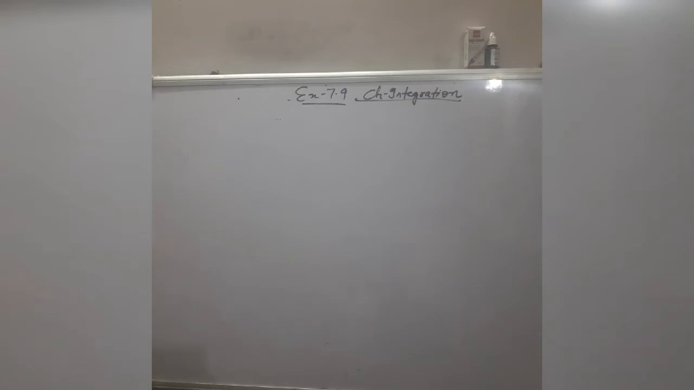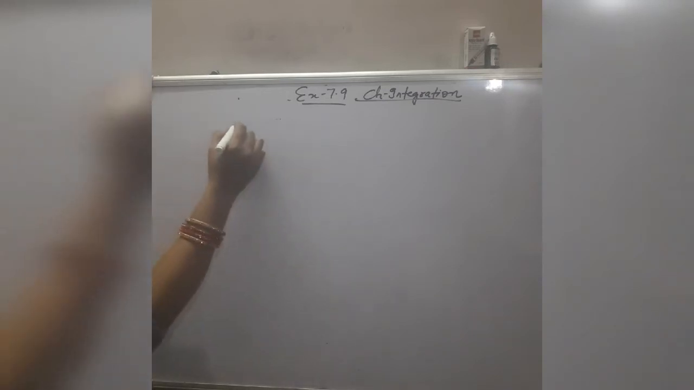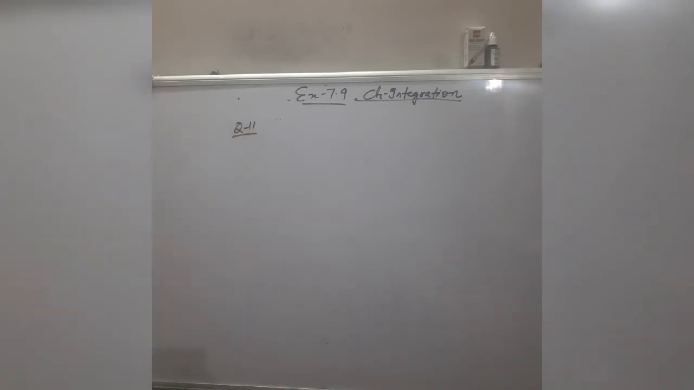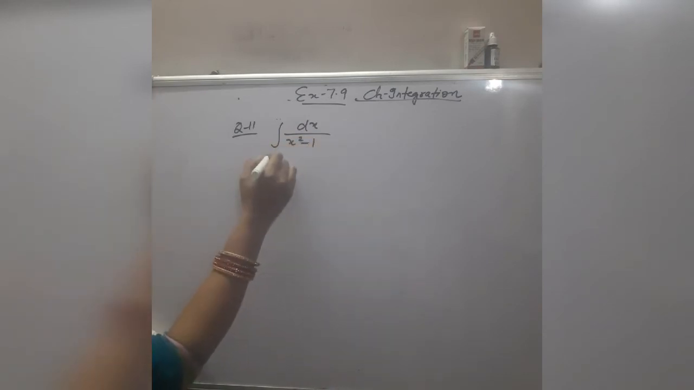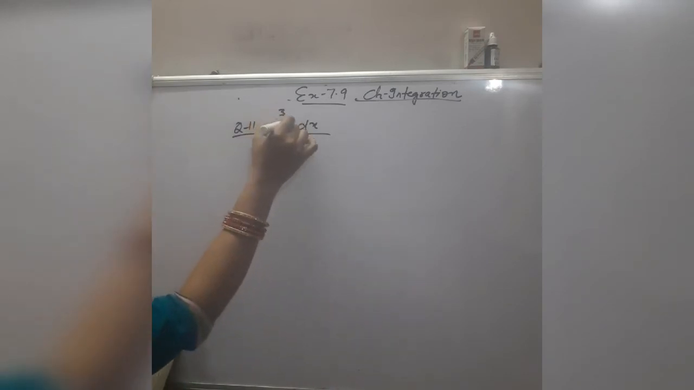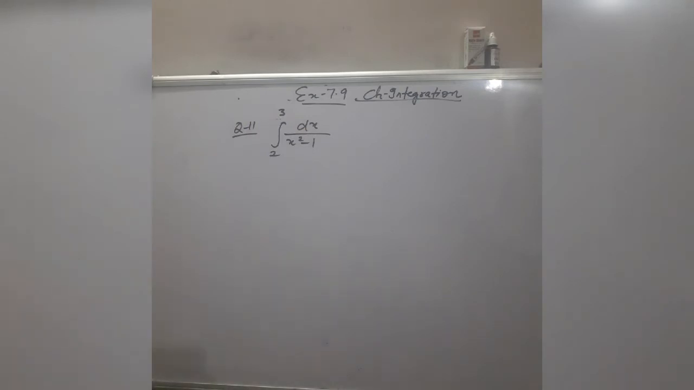Students, I hope all of you have done up to question number 10 of exercise 7.9. Today we will continue this exercise and we will start from question number 11. The statement is: find the integration of dx by x square minus 1, with limits 2 to 3. Lower limit is 2 and upper limit is 3.